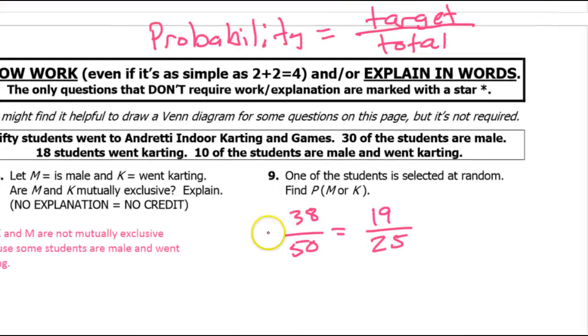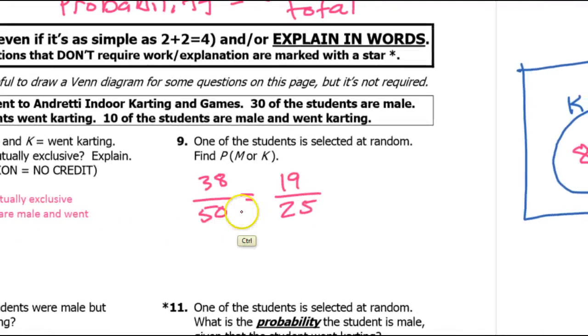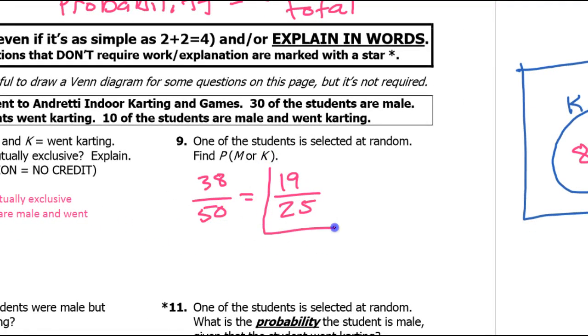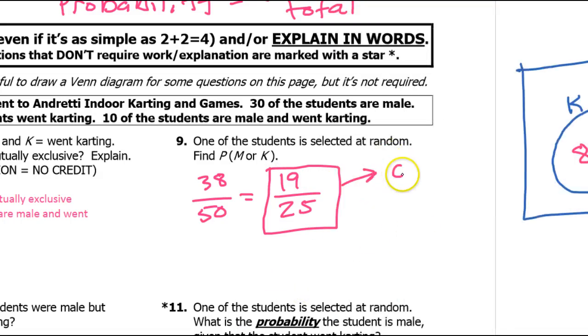So, as a fraction, that would be the answer. Did they say what shape they want the answer in? No. Okay, so we could also record this as a decimal. I'm just going to hit the toggle key. That's 0.76. Which would be the same thing as 76%.